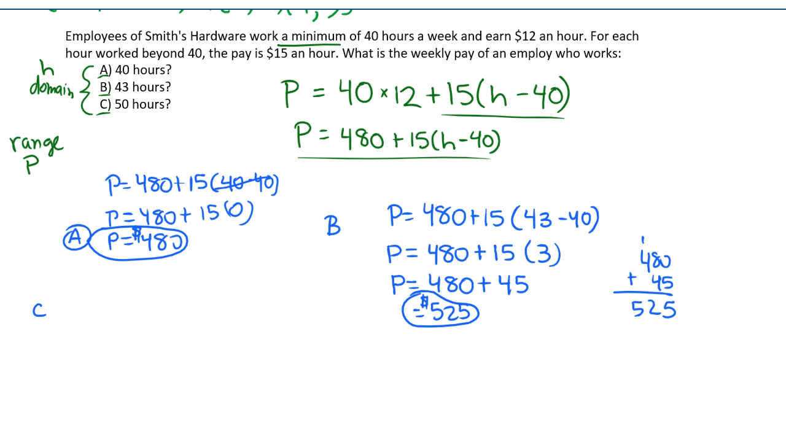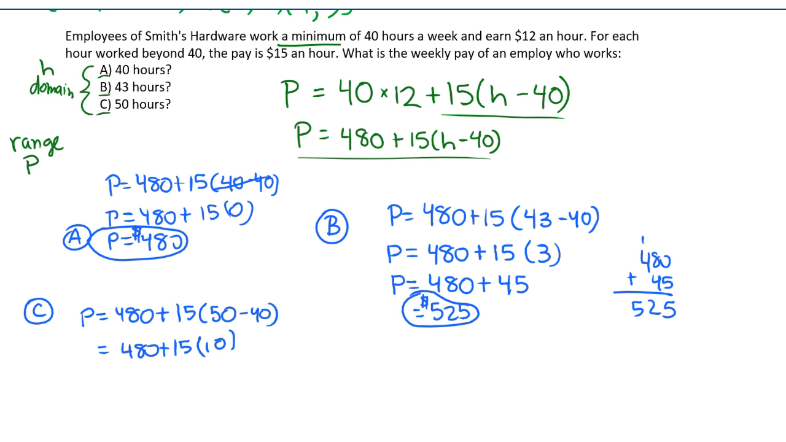Alright, and finally, to finish off, C, P equals 480 plus 15 times 50 minus 40, which is 480 plus 15 times 10, that's 150. When we add 480 and 150 together, we have 0, 3, carry the 1, $630.